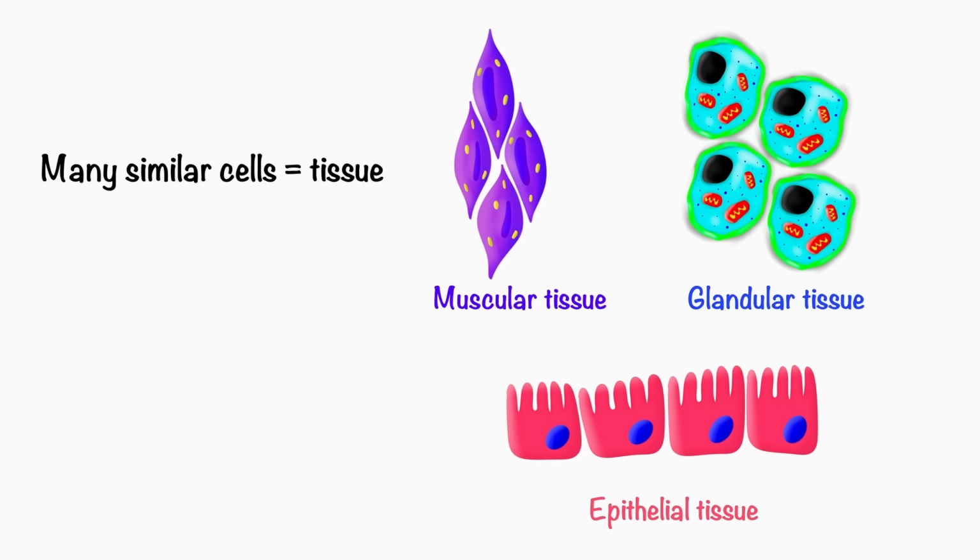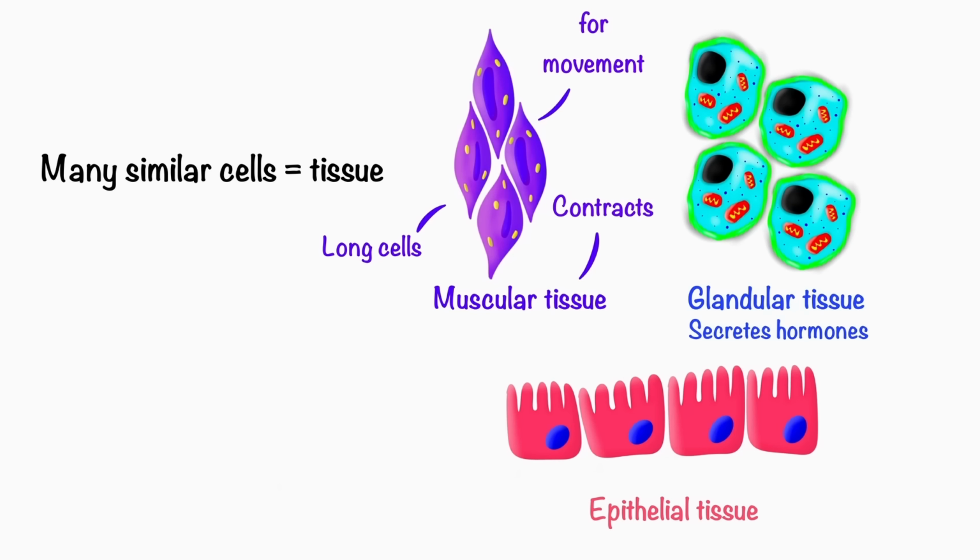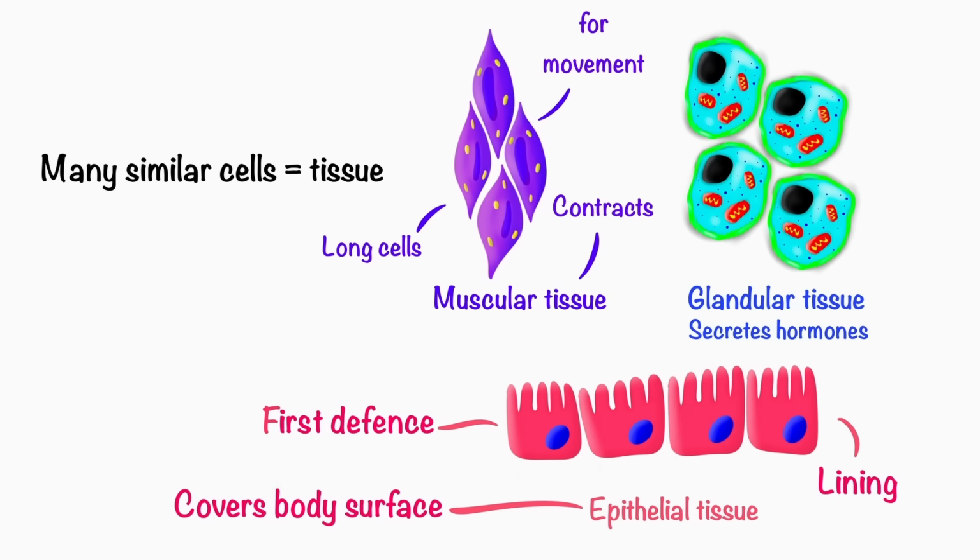When similar cells work together, they form tissues. A tissue is a group of similar cells that perform a specific function together. In mammals like humans, we have several types of tissues. Muscular tissue is made of cells that can contract, allowing movement. Glandular tissue produces and secretes important substances like hormones and enzymes. And epithelial tissue forms coverings and linings throughout the body.